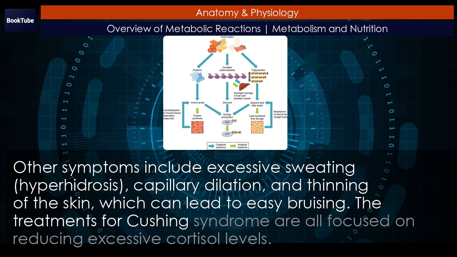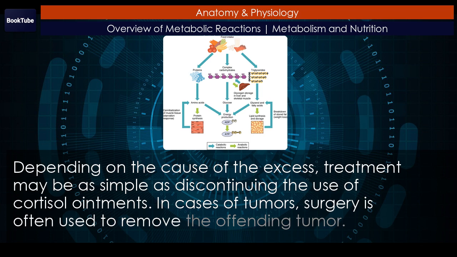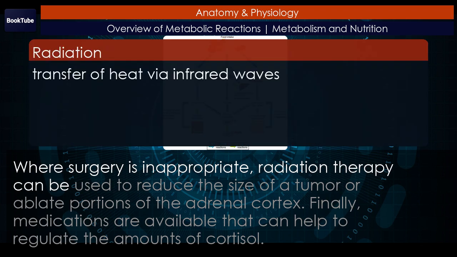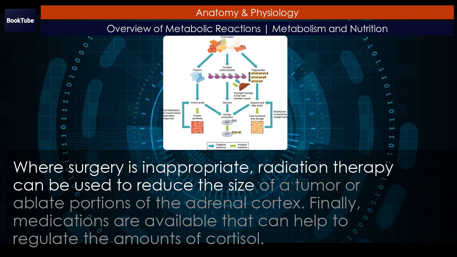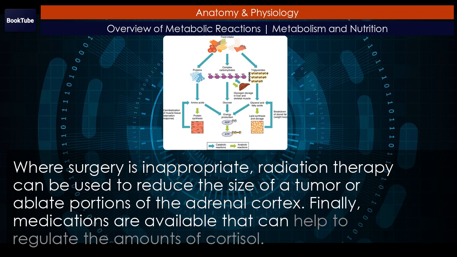The treatments for Cushing syndrome are all focused on reducing excessive cortisol levels. Depending on the cause of the excess, treatment may be as simple as discontinuing the use of cortisol ointments. In cases of tumors, surgery is often used to remove the offending tumor. Where surgery is inappropriate, radiation therapy can be used to reduce the size of a tumor or ablate portions of the adrenal cortex. Finally, medications are available that can help to regulate the amounts of cortisol.